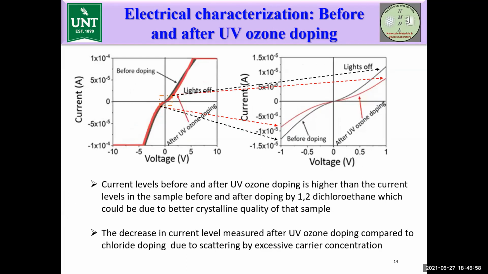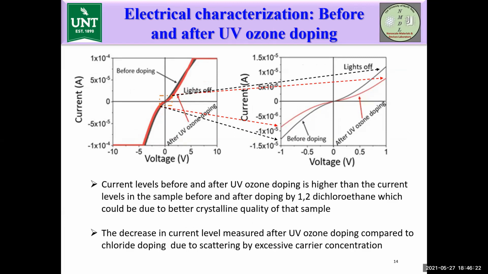And the next graph shows the same plot but for lights off, before and after UV ozone doping. So what you see over here on the left is that the current levels before and after UV ozone doping are significantly higher than the currents before and after 1,2-dichloroethane, which could be due to the better crystallinity of the sample as shown in the PL peaks earlier.